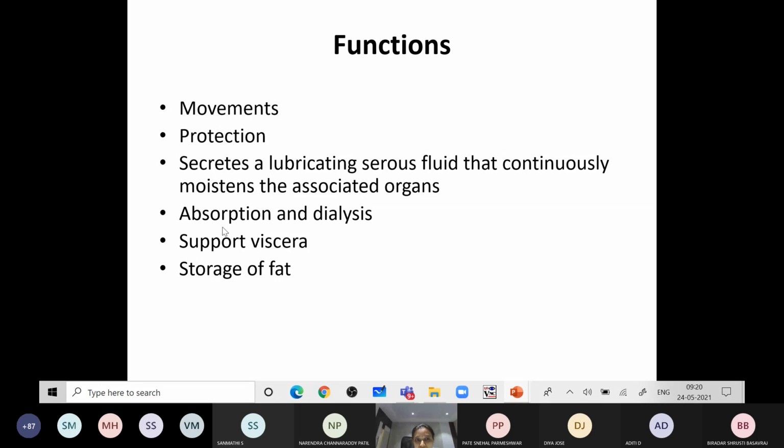Also, it helps with the absorption of waste products. Hence, as it helps with absorption, you can use it for dialysis. When the kidneys are not functioning properly, the peritoneal cavity can be used for dialysis. This supports different viscera of the body with the help of ligaments and the mesentery. Storage of fat, as I have told, between the folds of the peritoneum, an abundant amount of fat will be there.